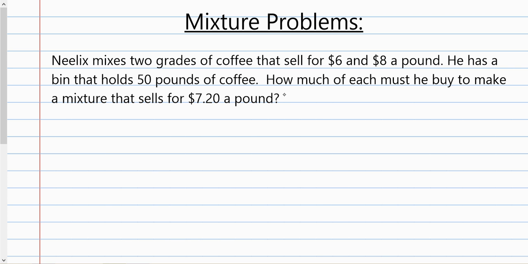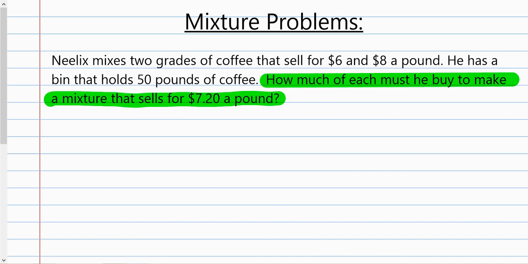Again, notice the wonderful question mark. Those are going to become your friends. And we even have a how much, so those are two wonderful things. How much of each must he buy to make a mixture that sells for $7.20 a pound? So the real part of this that we're interested in is the how much of each must he buy.